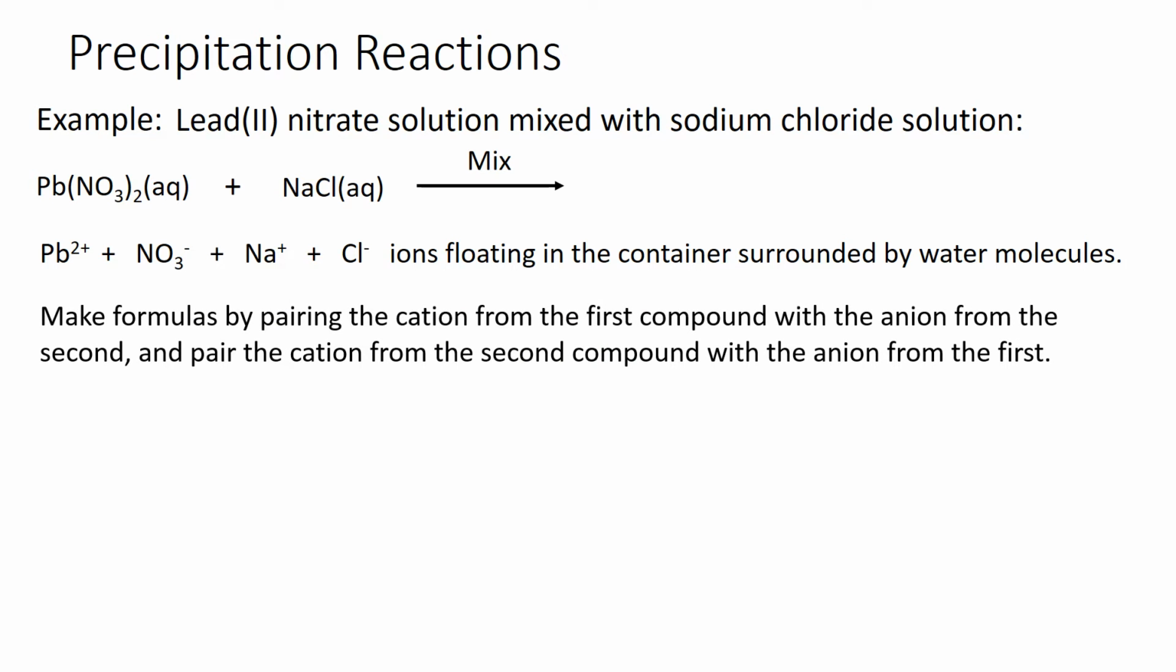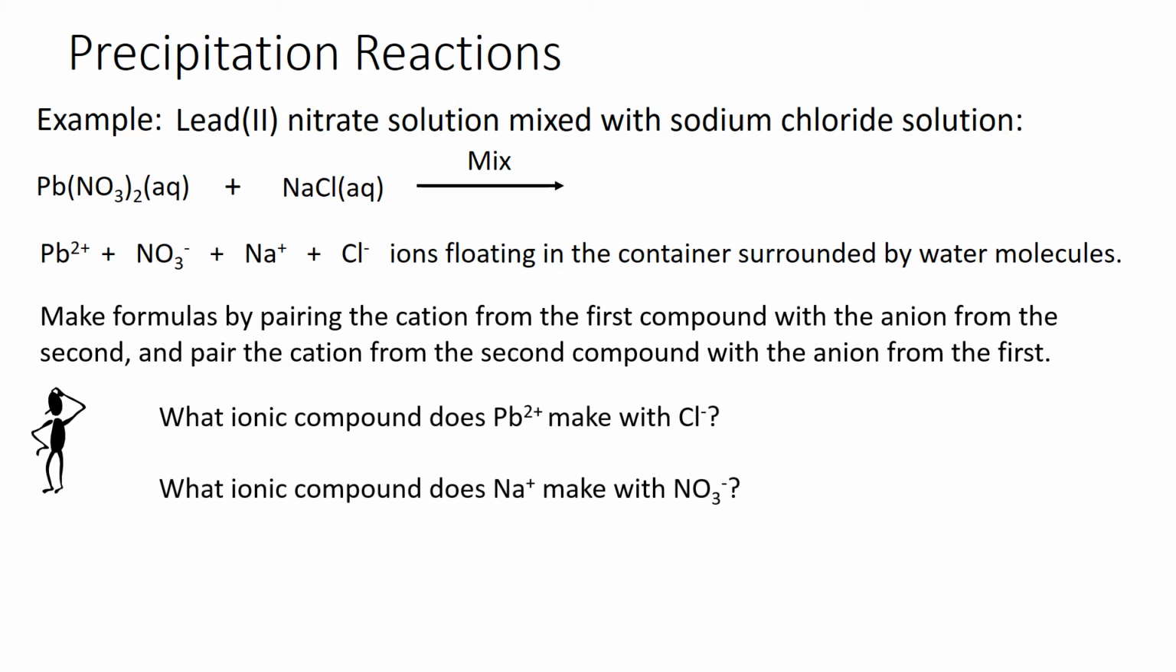So bring up the Thinker Buddy, and let's go ahead and write formulas for these things. What ionic compound does lead 2 make with chloride? And what ionic compound does sodium make with nitrate? In those two questions that are being asked, if you just take the name of the cation and follow it with the name of the anion, you have answered it. You can then write the formula from that.